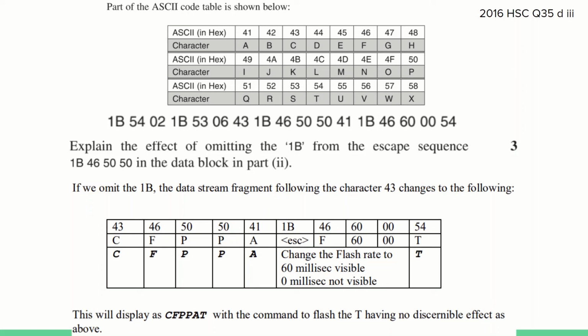What it's asking you is, if we take away this one here, so 1B, 46, 50, 50, but we still got that 41 there, what happens if we take that away? By taking that away, does that change something? Well, it changes something. What does it actually change?